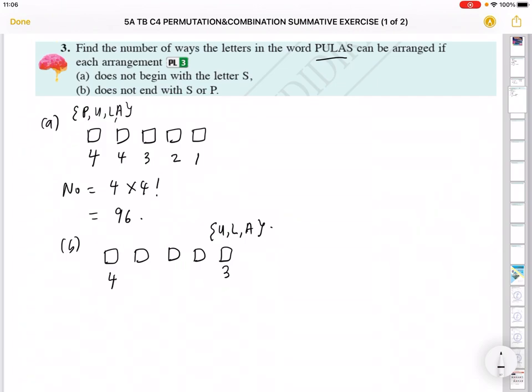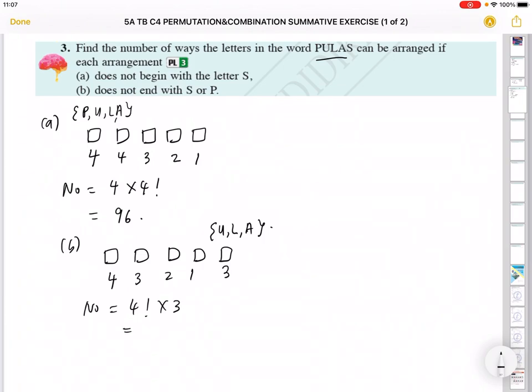Remember, I have 5 to begin with. I've taken 1 out, right? I've taken U, L, or A, either one of them out. The rest I can put any letter, so it's 4, 3, 2, 1. So the number of ways would be, you can write 4 factorial times 3, or you can write 3P1, doesn't matter. 3P1 is still 3.